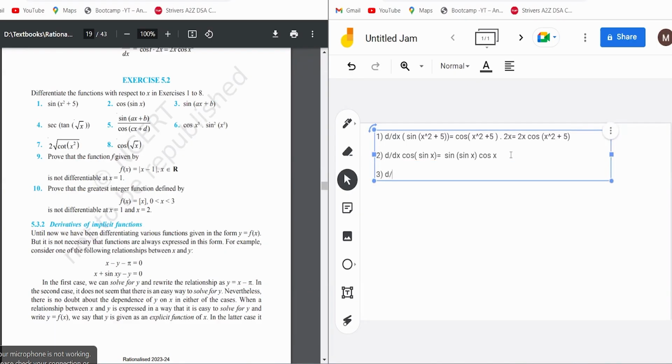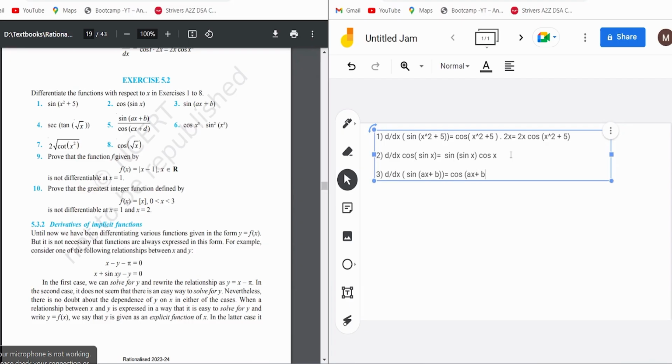Now it's d by dx of sine of ax plus b. Sine of ax plus b. Okay. So what is this? This is nothing but differentiation of this thing. Firstly, differentiate the outer function. What's the outer function? Sine. Differentiation of sine is cos. So cos of ax plus b.